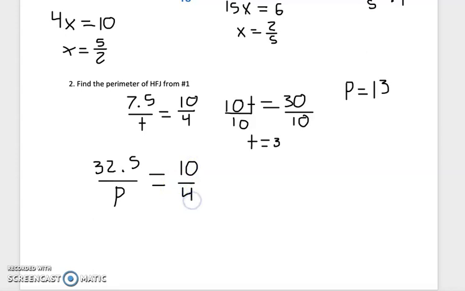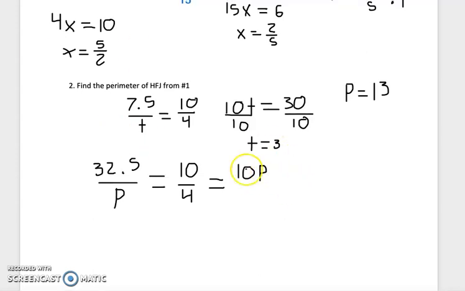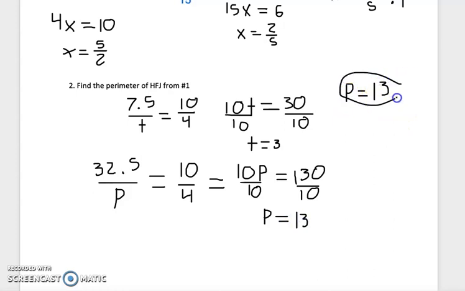So now we have a proportion, and so then we can solve it, so we end up having 10p equals, so we can do 32.5 times 4, which will end up a nice 130, which if we divide both sides by 10, will end up getting us P equals 13. And as we found up here, that is what we got.